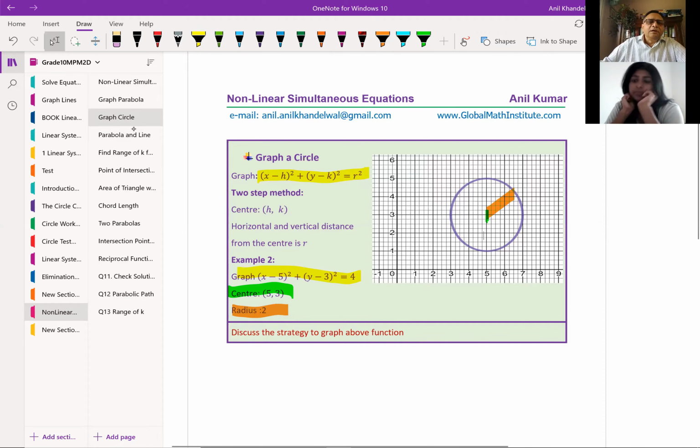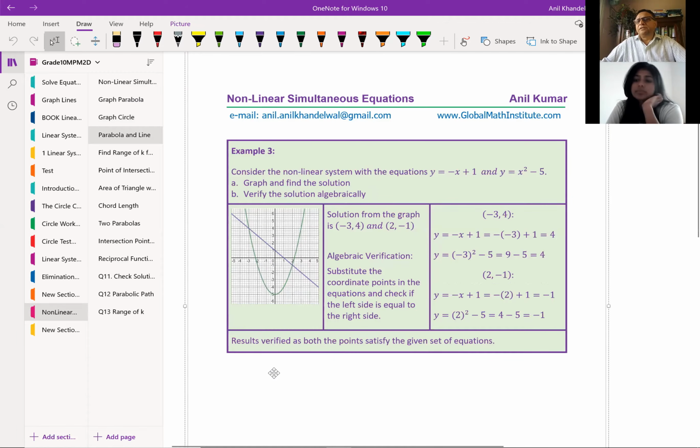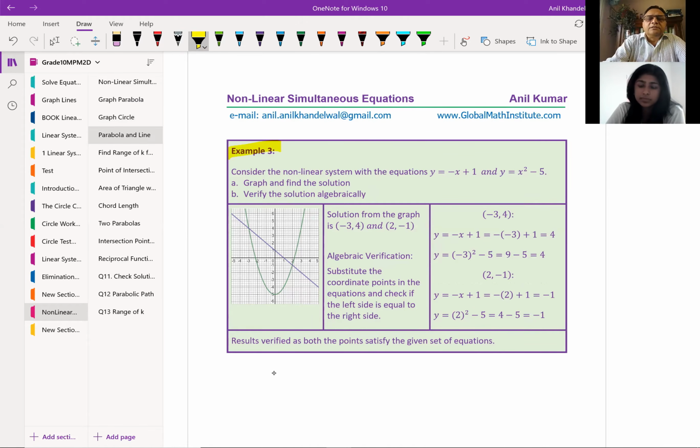So the first thing is, many questions can be solved graphically. So you should know how to sketch all these things and easily get the answers. Here is the very first question which we are going to discuss now. Example 3. Consider the nonlinear system with equations y equals minus x plus 1 and y equals x squared minus 5. Graph and find the solution. I've kept it simple. We'll begin with the very first example where we're going to graph it.